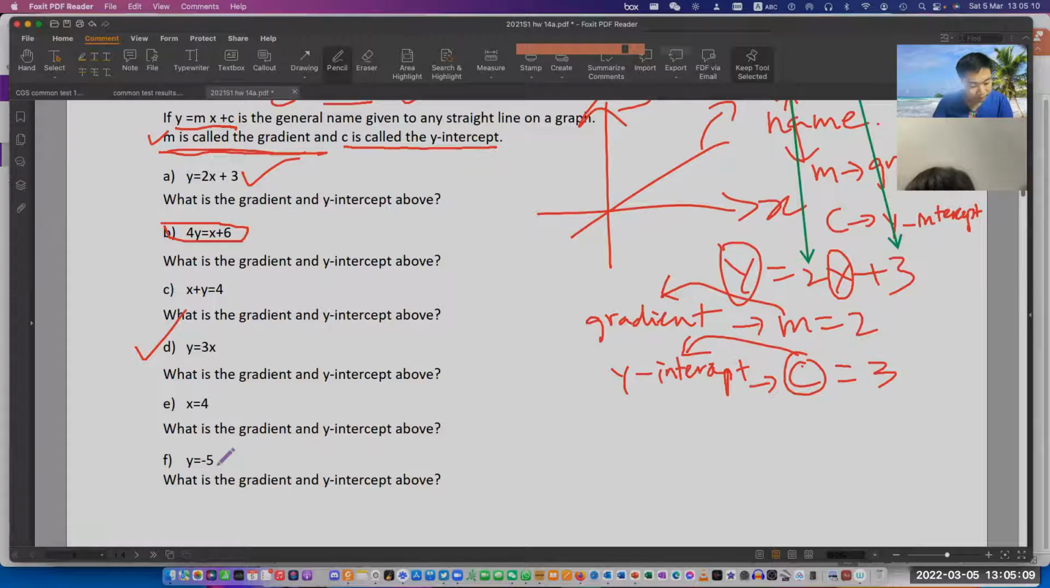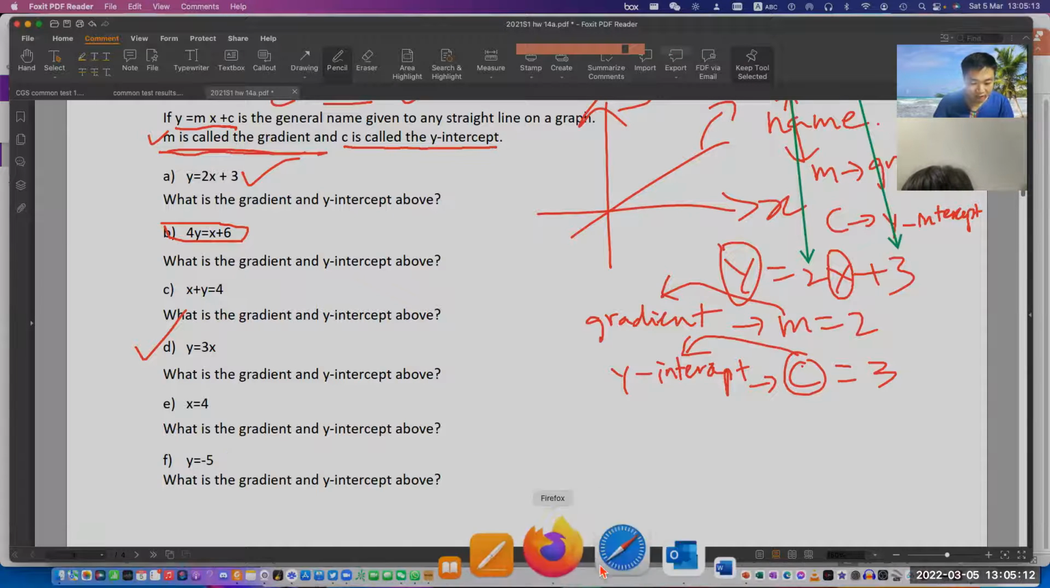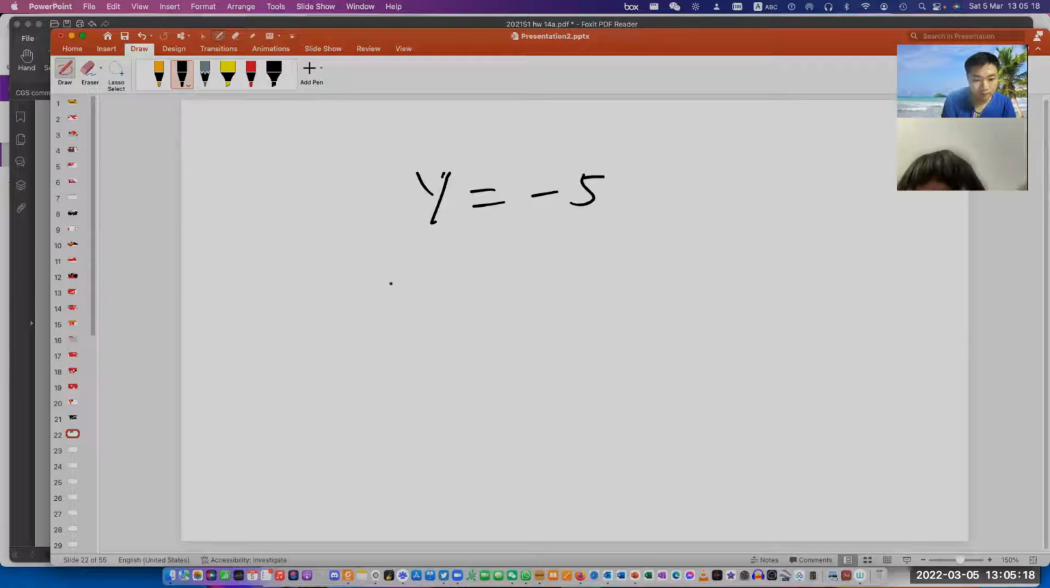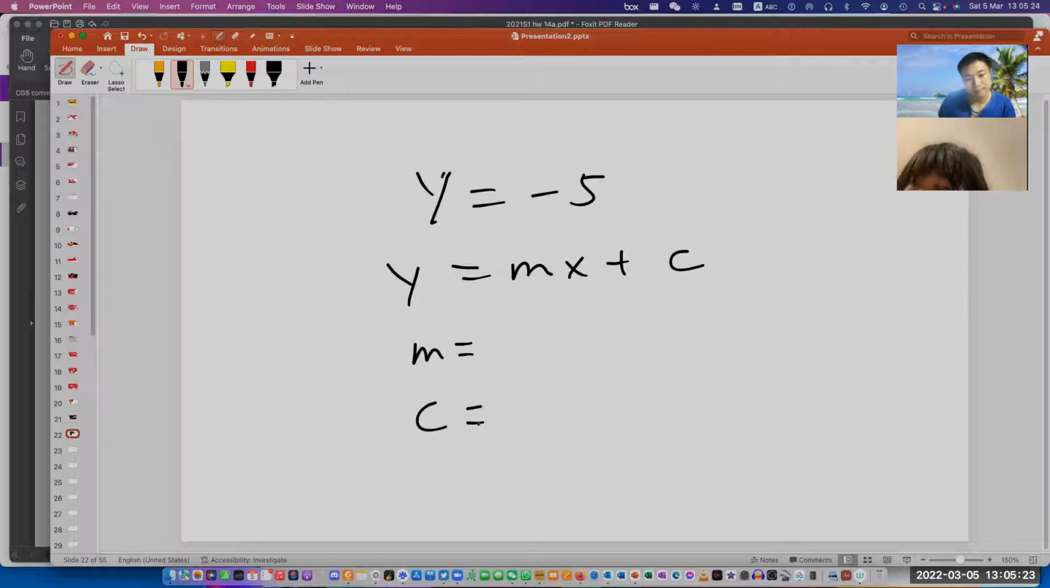Okay. Last one. y equals minus 5. So y is equal to mx plus c. So what's your m? What's your c? y equals minus 5. So mx plus c equals minus 5. So what's your m? What's your c? There isn't x. Yes, there is no x. Then how?